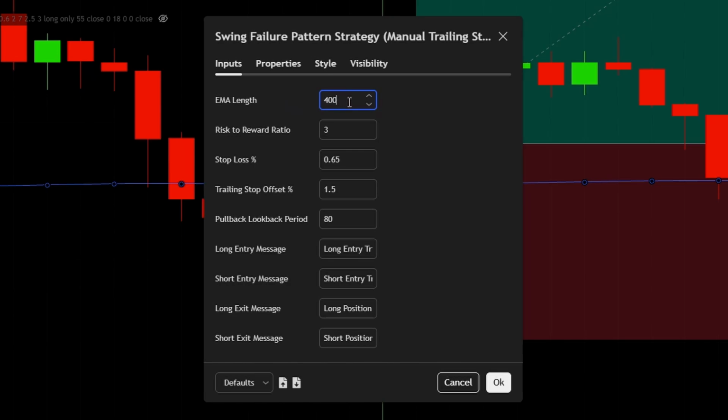We are using the 400 length EMA. The risk to reward is 1 to 3. Stop loss distance is 0.65%. The trading stop loss is 1.5% away. And what we need to check for this valid long entry is the pullback lookback period.